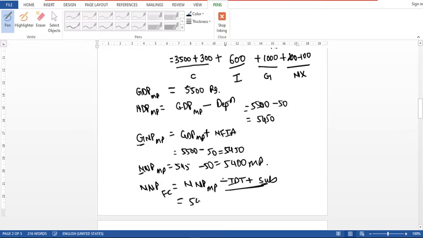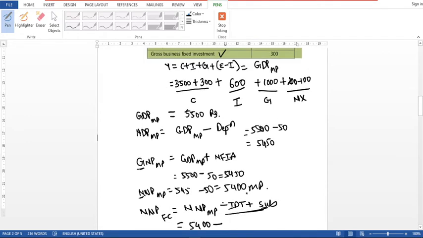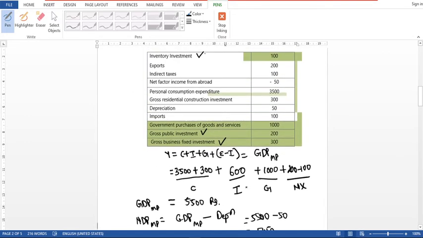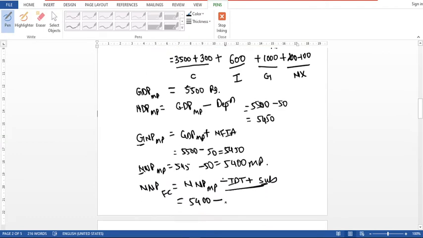NNP at market price was 5,400 minus indirect taxes is given. Yes, indirect taxes is 100, minus 100, that is 5,300 will be NNP at factor cost. Now if someone asks me GDP at factor cost, it will be 5,500 minus this 100. Is it all right? NDP at factor cost, it will be 5,450 minus this 100. Is it all right? So this is how we find out national income by various methods.